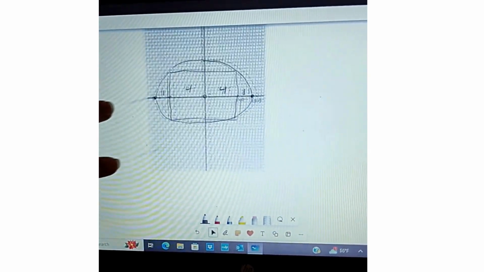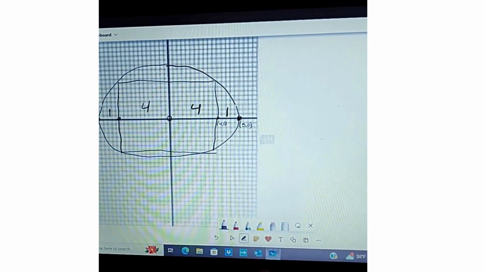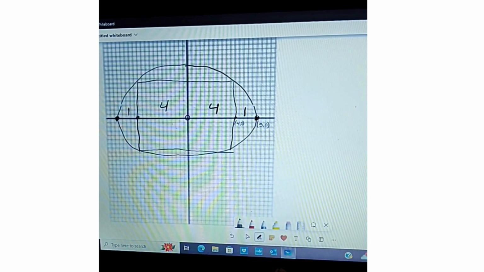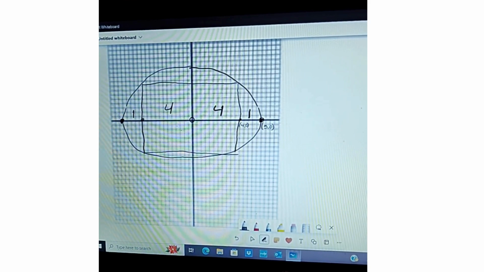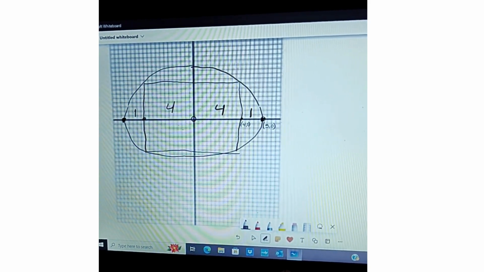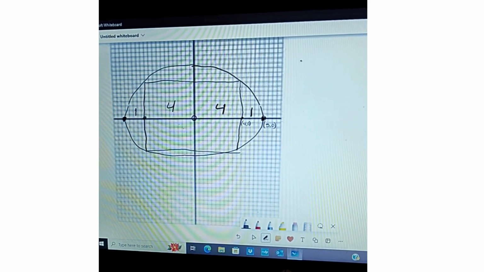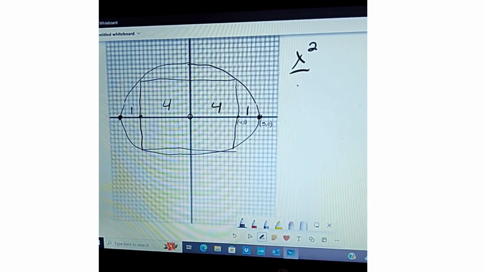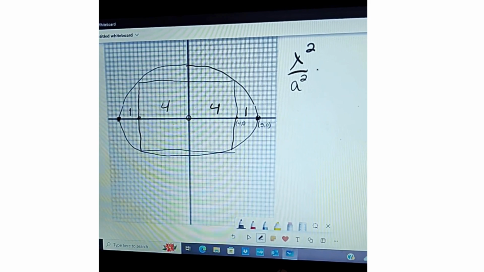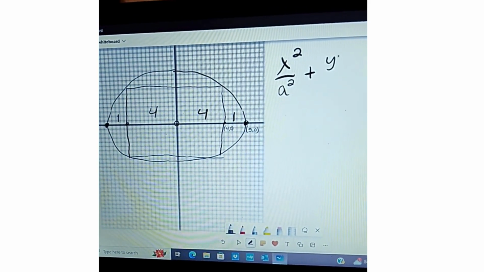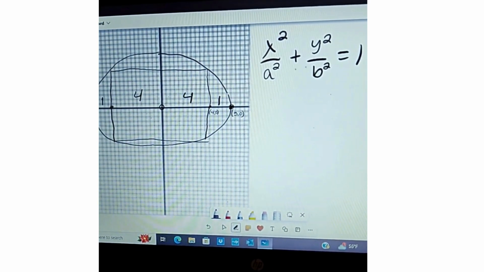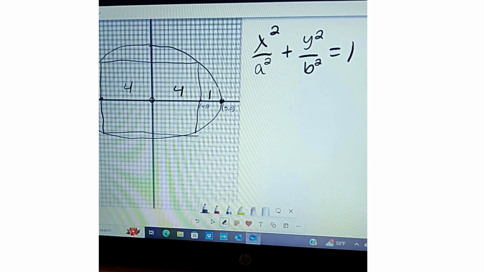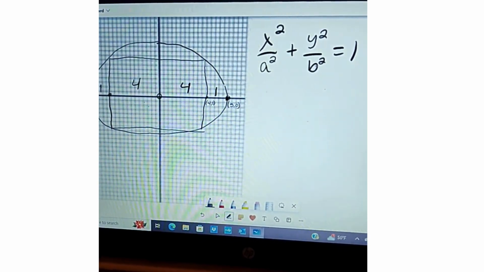So I already went ahead and made the graphs that we're going to be using today. The first part of the question is asking about the ellipse. So we need to form the equation of the ellipse, which looks like this: x squared over a squared plus y squared over b squared is equal to 1. That is the standard equation for an ellipse. So we're going to have to find a and we're going to have to find b.